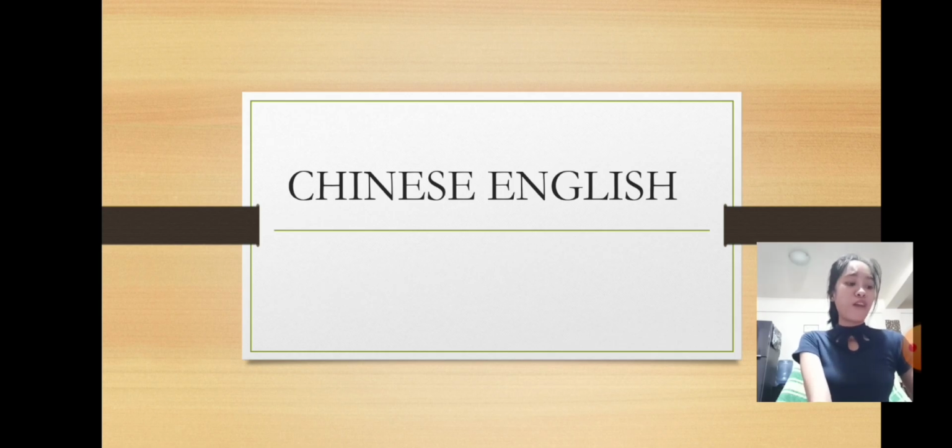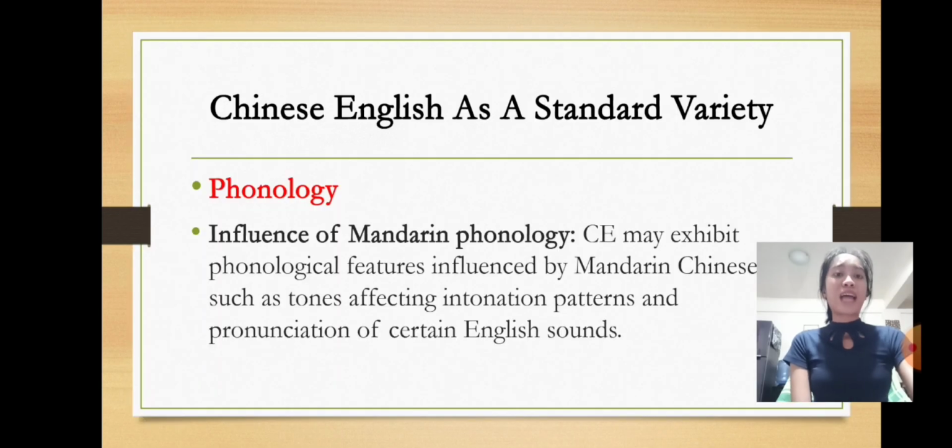Based on the information, Chinese English or CE as a standard variety can be characterized by the following features across phonology, vocabulary or lexicon, sentence or syntax, text, and discourse. So let's tackle Chinese English as a standard variety. Let's start with the phonology.